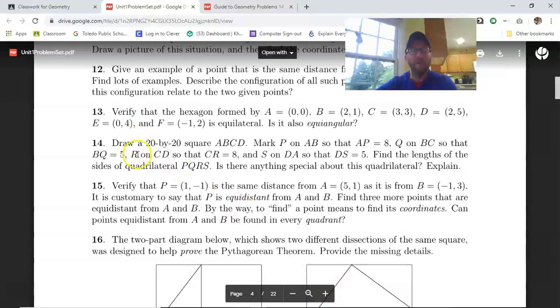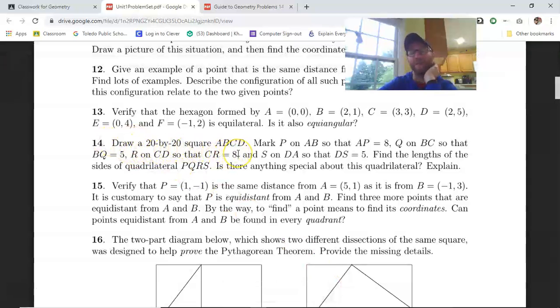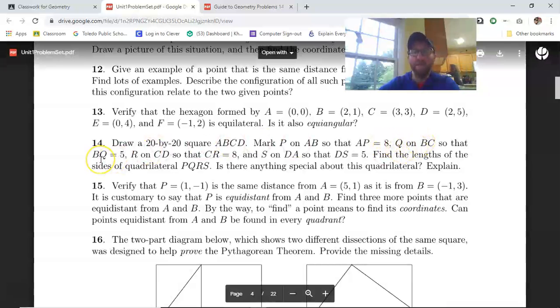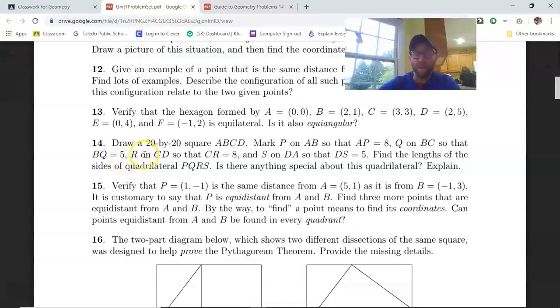Zoom in here a bit. Okay, it says, draw a 20 by 20 square, ABCD. So the four corners of the square should be labeled A, B, C, and D. Mark point P on AB, so that's on the first side between A and B, so that AP, the distance from A to your new point P, is equal to 8. And you put Q on BC, that's the next side, so that BQ, the distance from B to Q, is 5. So Q should be 5 spaces from B.